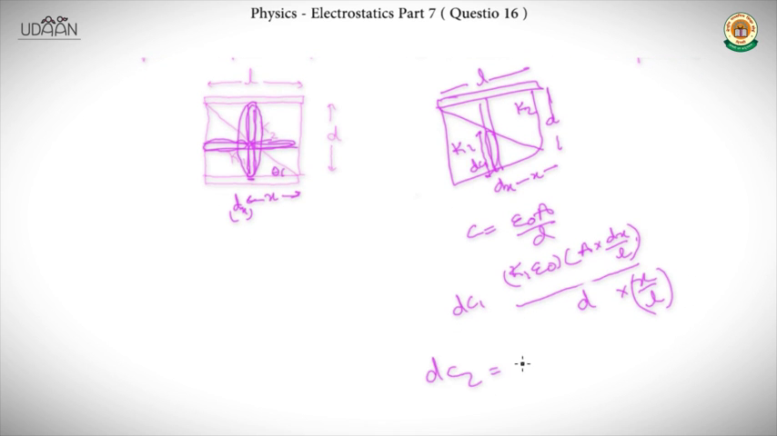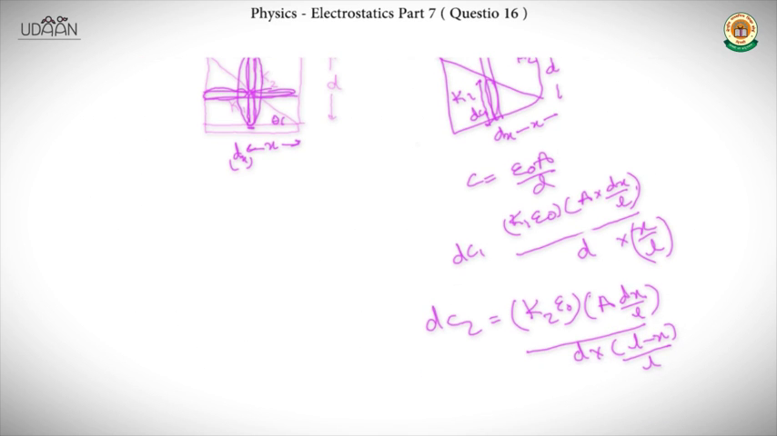dc2 निकालेंगे तो हमें क्या आएगा? K2 epsilon naught into 2. Area would be same, A dx by L. And the width of the parallel plates would be different. The distance between this thing would be d into L minus x upon L. Yes, because the remaining length is L minus x.